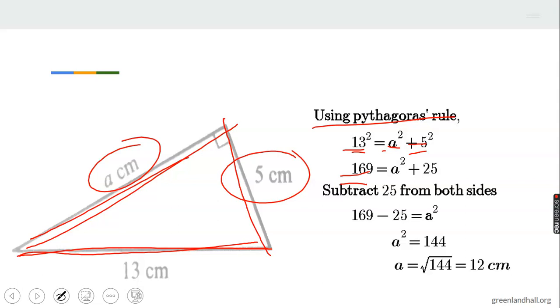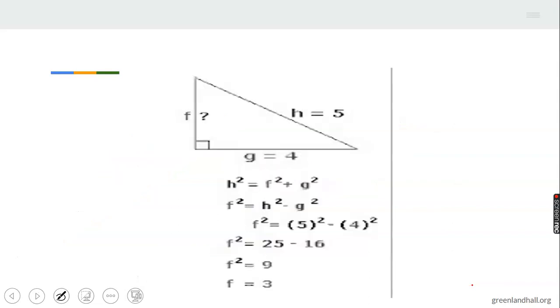Now, this is a simple equation that we have been solving over time. Subtract 25 from both sides, we have this. By the time you find the square root of 144, it will equal 12 centimeters. That is how to use Pythagoras rule to calculate the missing side of any right angle triangle.